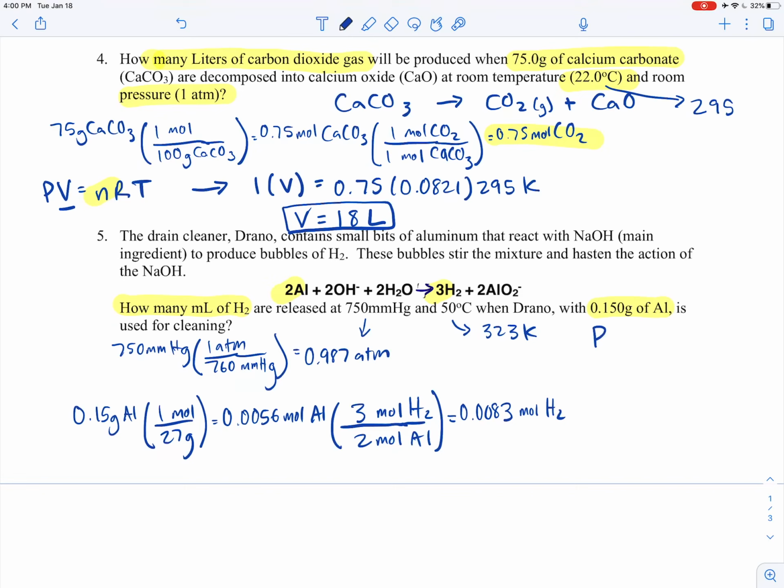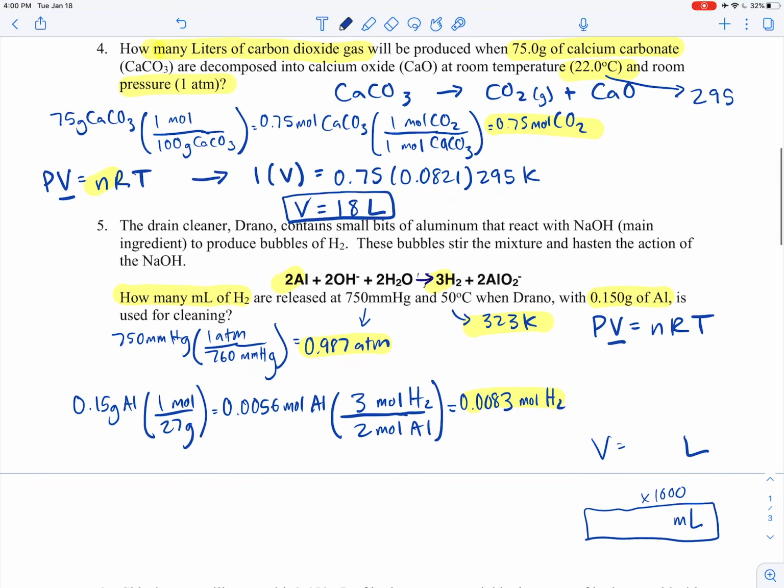That gives 0.0083 moles of hydrogen gas. Now that I've got that, I can go ahead and plug in all of these numbers and solve for volume here. Okay, so I've got my pressure, I've got my temperature, I've got my moles, and I'm going to let you solve for volume here. Once you do get volume, it's going to be in liters, but this question's asking for milliliters, so make sure you multiply by 1,000 to get your final answer in milliliters.